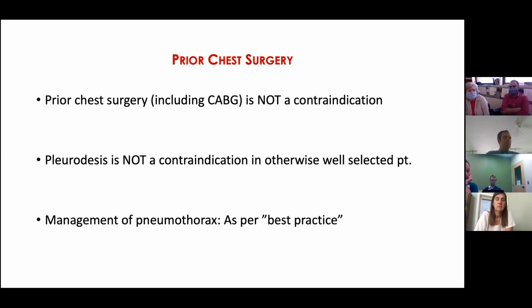The one thing that probably comes up a lot is your patient who has bad lung disease, pneumothorax, maybe pleurodesis, or someone that's had a bypass in the past, etc. So just to be very clear, even a CABG in the past is not an absolute contraindication for lung transplant surgery. We can, in certain selected patients, perform a single lung transplantation if they don't have pulmonary hypertension. Pleurodesis becomes technically challenging for the surgeons, but it's not an absolute contraindication.